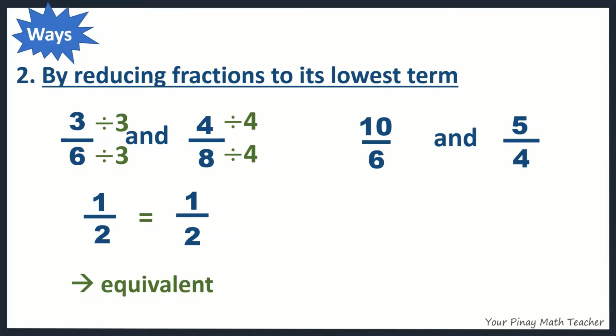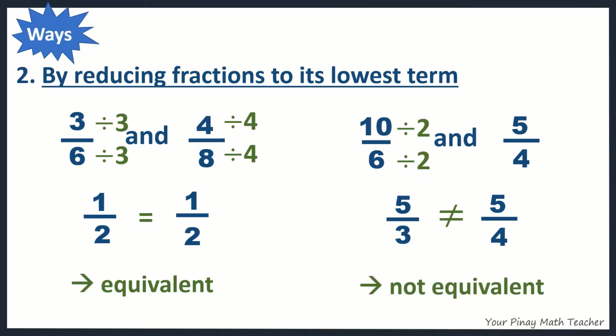Another example, 10/6 and 5/4. 10/6 are even numbers, therefore you can divide both of them by 2. 10 divided by 2 is 5, 6 divided by 2 is 3, so it is reduced to 5/3. 5/4 is already in its lowest term, so simply copy it and compare. 5/3 is not equal to 5/4, therefore 10/6 and 5/4 are not equivalent.